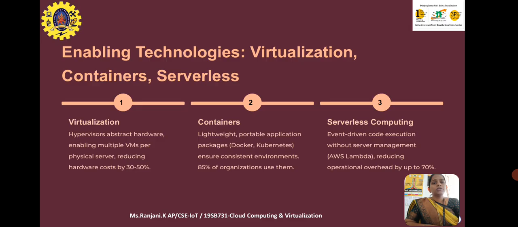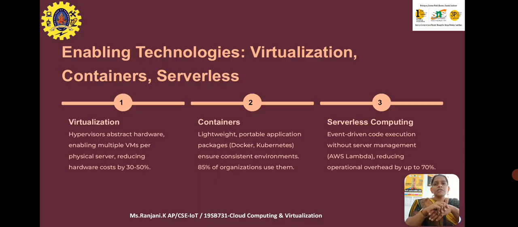Let us see the enabling technologies: virtualization, containers, and serverless. The main anatomy of cloud computing includes several key components. Compute resources may be a virtual machine, a container, or a serverless function. The storage system is object, block, or file storage. Networking includes virtual networks and firewalls. The virtualization layer is a hypervisor that abstracts the physical hardware into virtual resources. And management is tools to provision, monitor, and automate cloud resources.